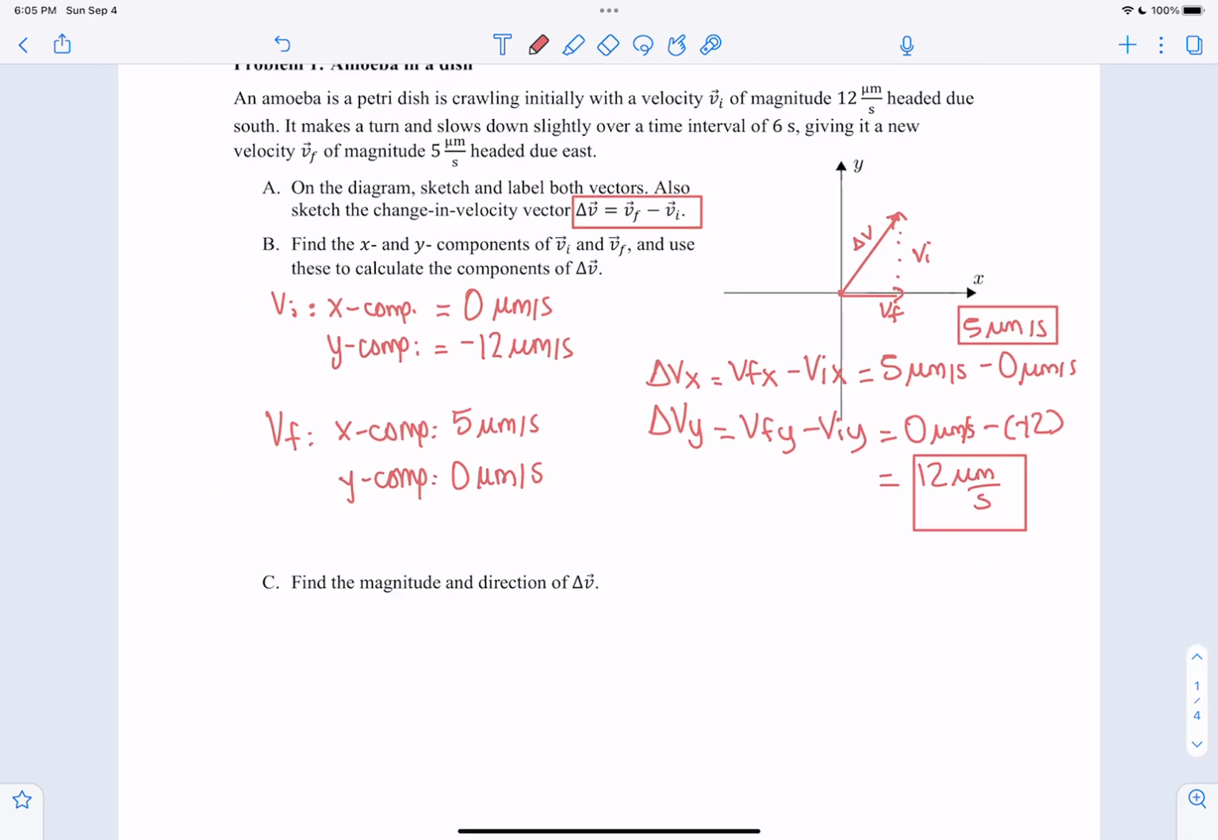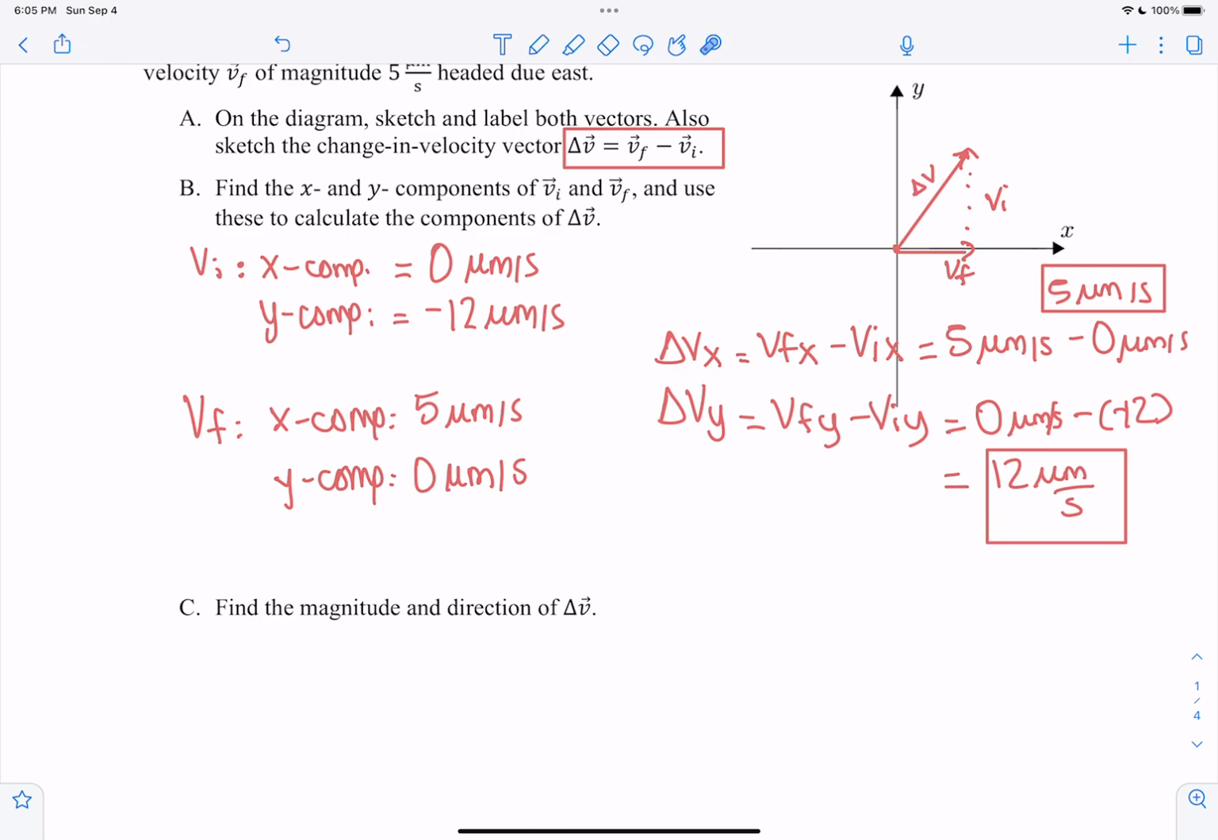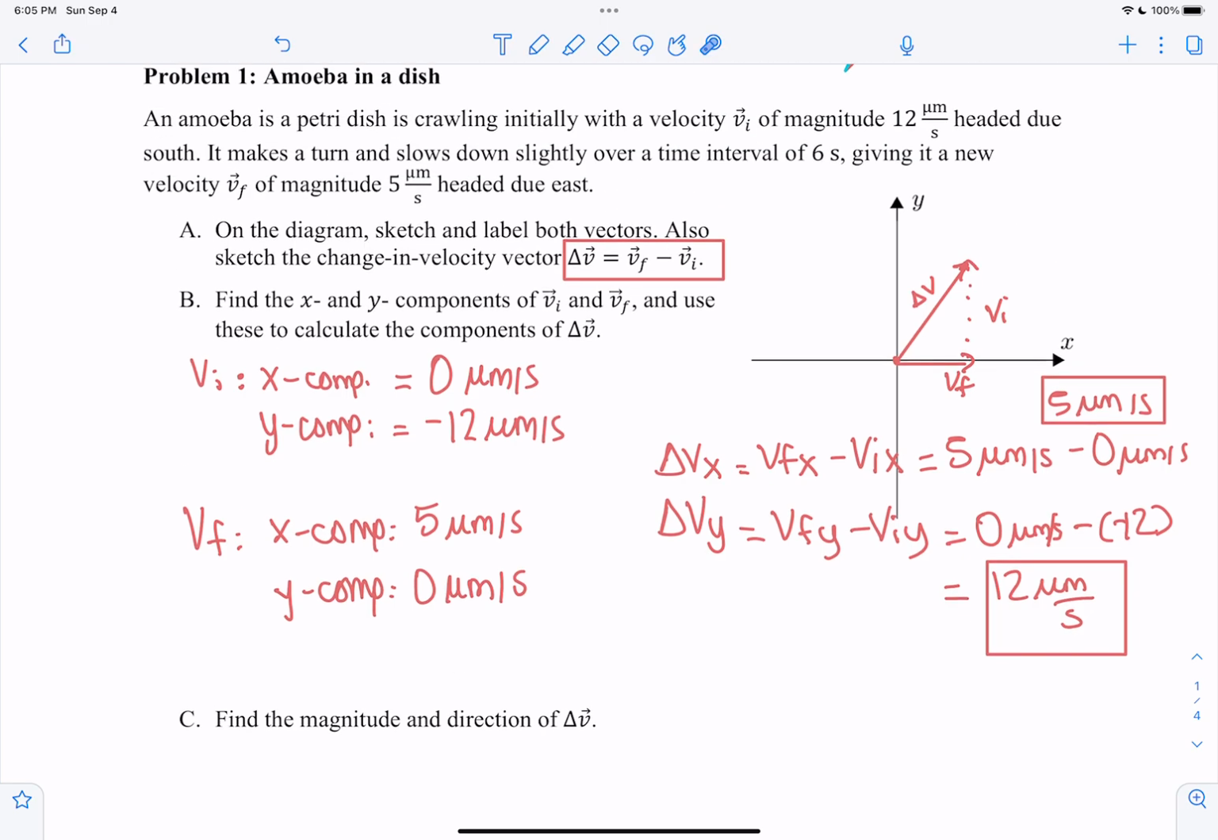So that's basically the gist of part B. You're figuring out the x and y components for the initial velocity and the final velocity, and then we have to figure out the x and y components of the change in the velocity.